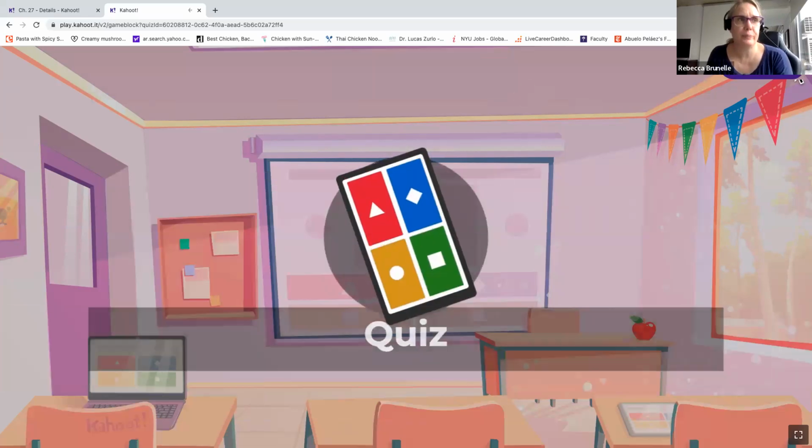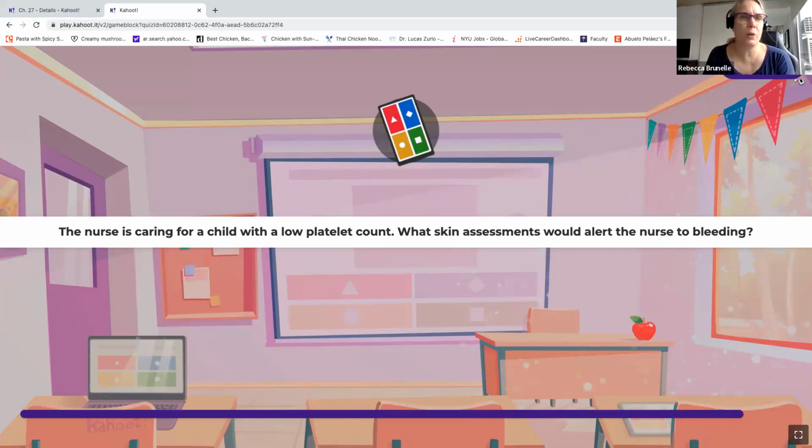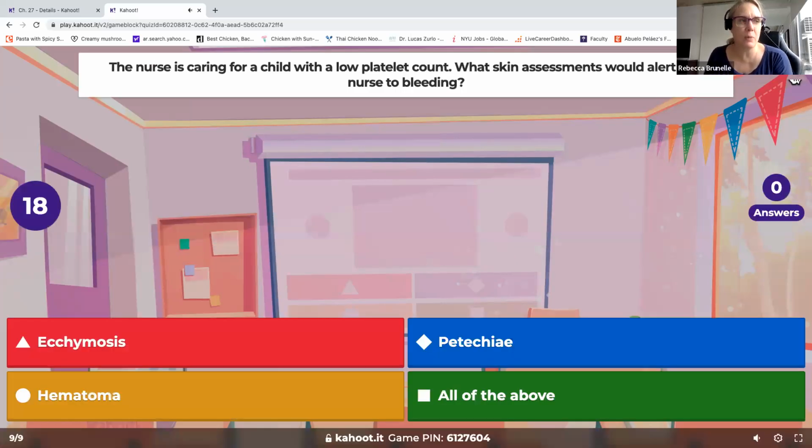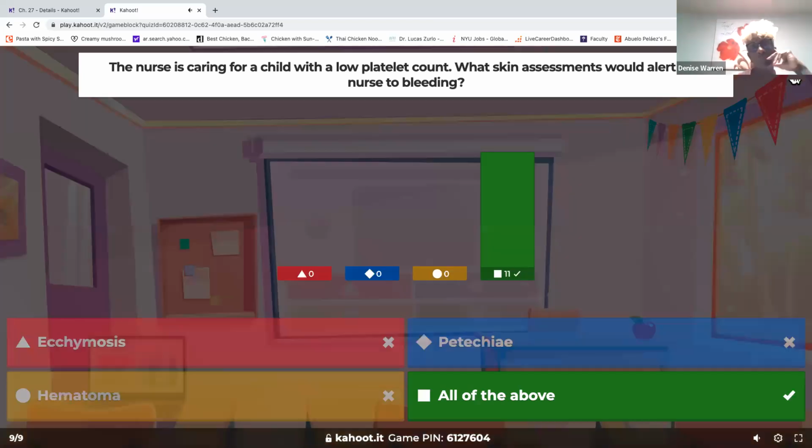So the nurse is caring for a child with a low platelet count. What skin assessment would alert the nurse to bleeding? Ecchymosis, hematoma, petechiae, or all of the above? All of the above. All right, good job. All of the above.